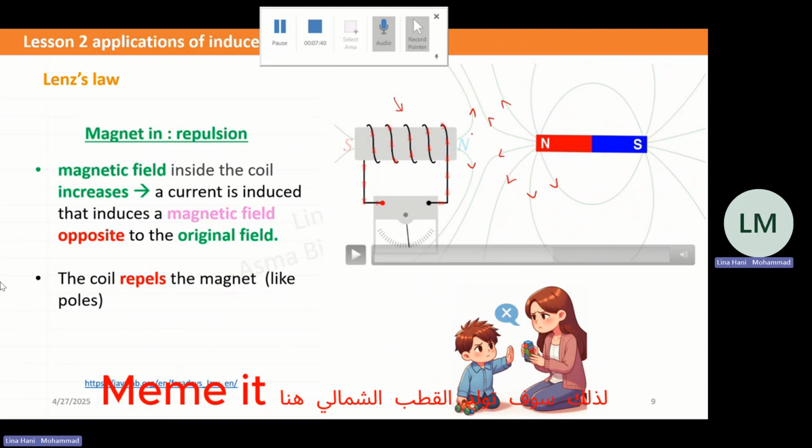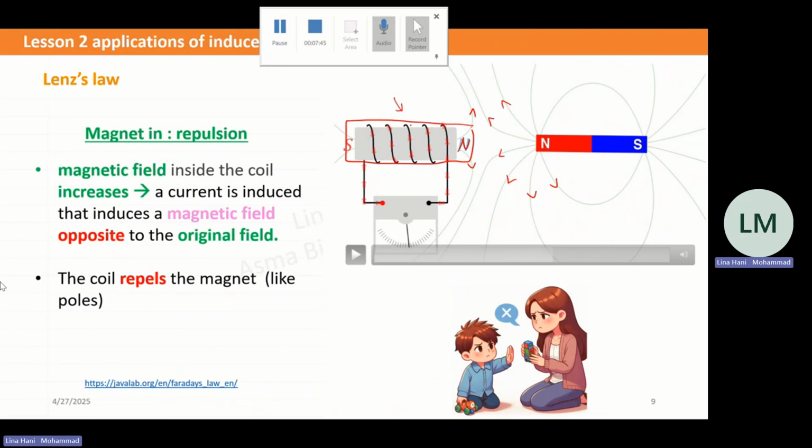So it will generate a north pole here, and hence the other side would be a south pole. Because here the magnetic field lines are exiting, that means that this is a north pole on the electromagnet or on the solenoid, and this will be the south pole. And hence you can see that there's a repulsion force between the solenoid and the magnet.